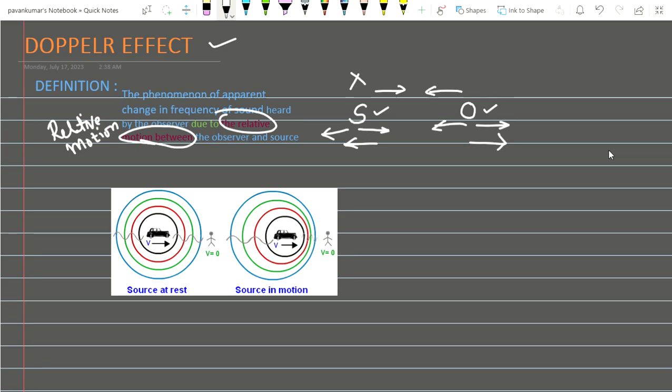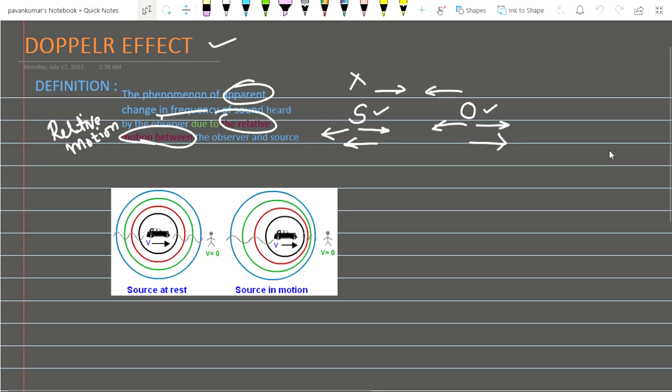When the observer and source are moving with respect to each other, only then do we observe a change in the frequency. This change in the frequency is called the apparent frequency. This phenomenon of changing the frequency of sound due to the relative motion between source and observer we call the Doppler effect.